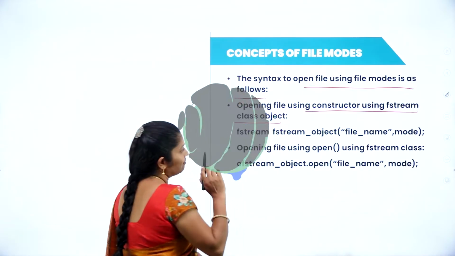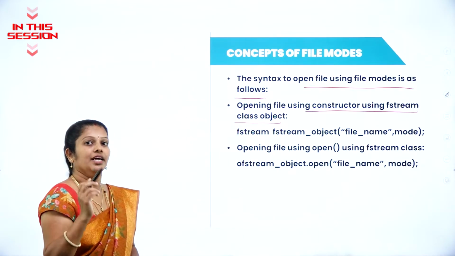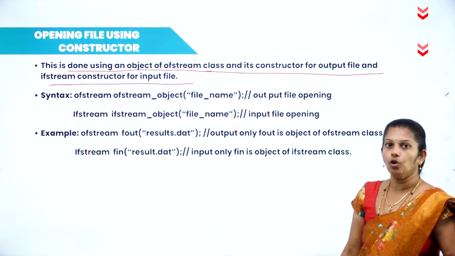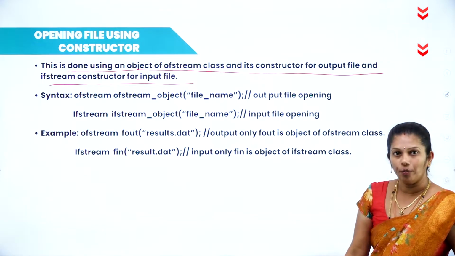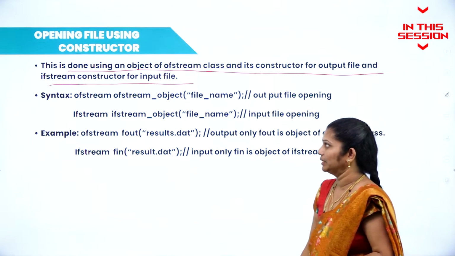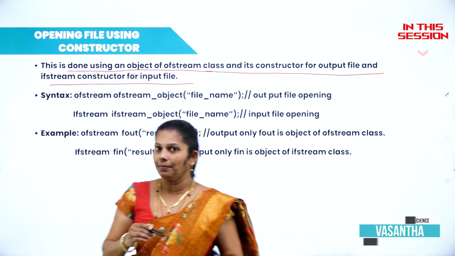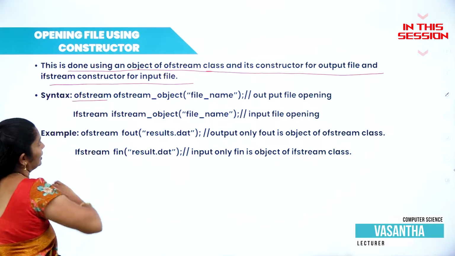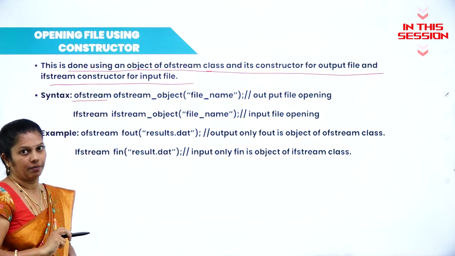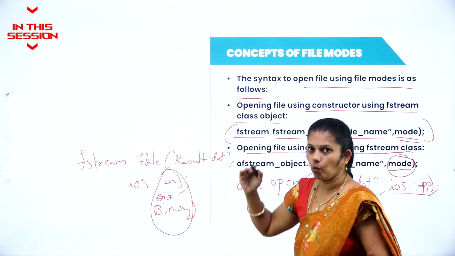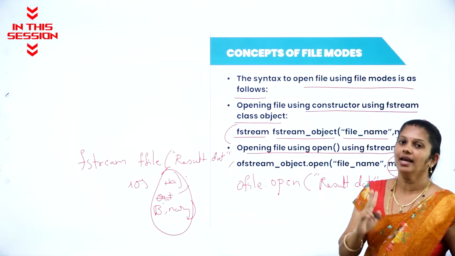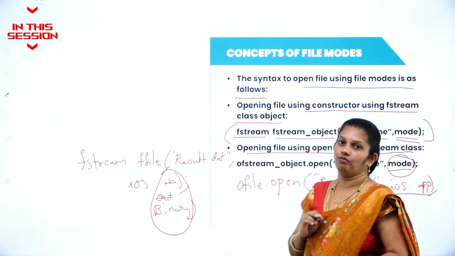If I'm going to write fstream, then it will tell you it is for both input as well as output. If I want to perform the open function by using the constructor method, then first, compulsorily, we have to write ofstream when you are opening the file for output purpose. Here you have studied that we can open a file in two methods, one by using the constructor method and one more by using the open function method.